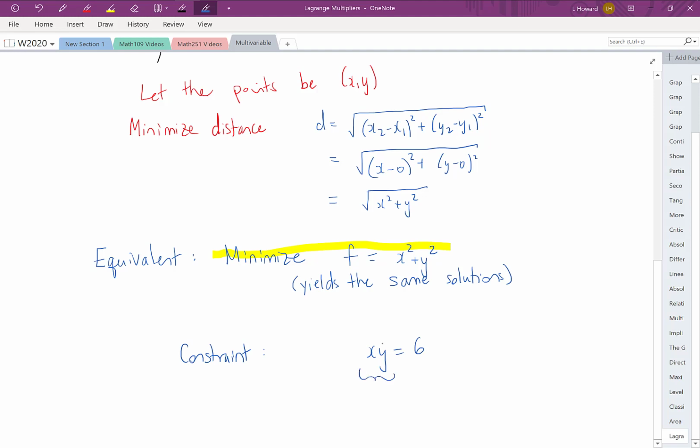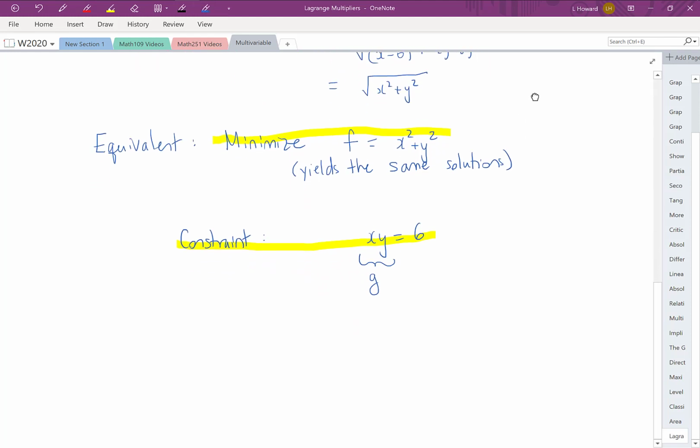And we'll just give a name to this left side of the constraint. We'll call that g. So the constraint always has to have the form g equal a constant, so g will be xy. Okay, and with that, we're ready to jump into the calculation.